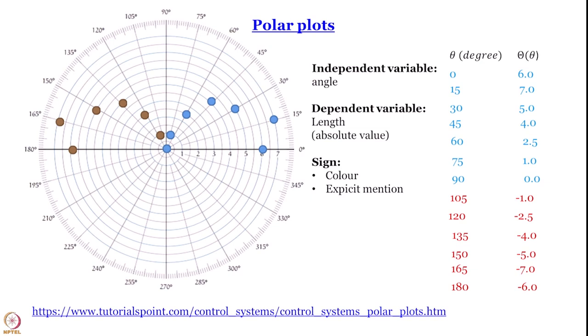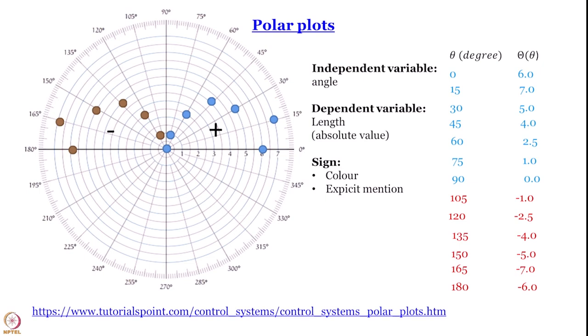Okay? So, what we have learnt is how to make polar plots and how to include sign in polar plots as well, because in polar plots as they are, there is no provision for sign. You have to either use color or write plus and minus in the regions where the function is plus or minus, and that is how you get the polar plot.